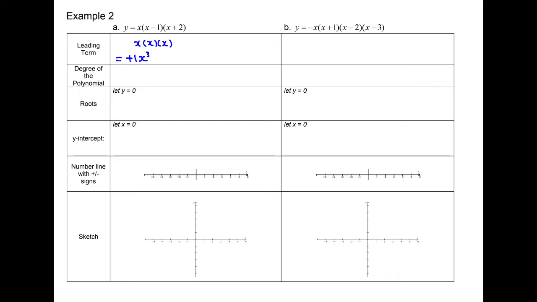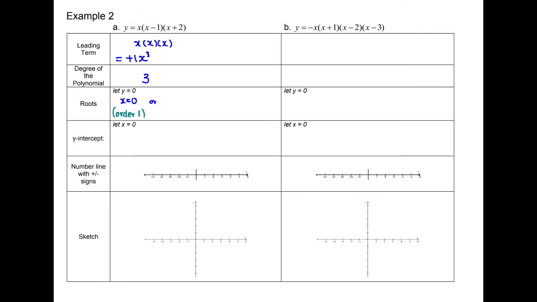Next, we have to find the degree of the polynomial. The degree of the polynomial is the highest exponent of the expanded form, which is the exponent of the leading term, which is a 3. Then we let y equal 0 to find the roots. So the first one, x could be 0, and there is an exponent of 1. That means we say order 1 root.